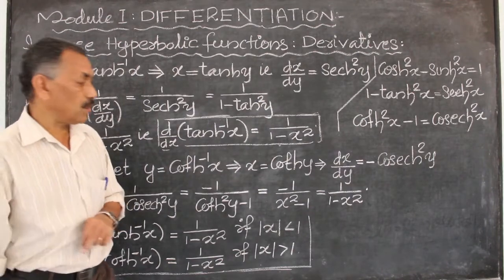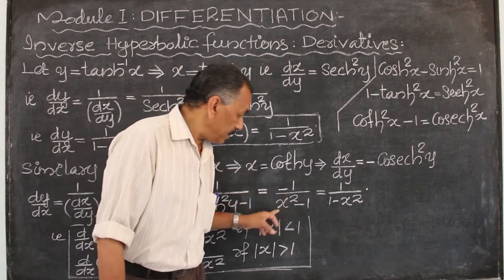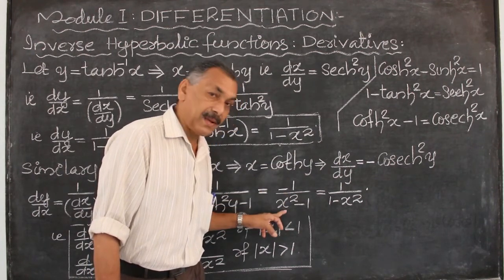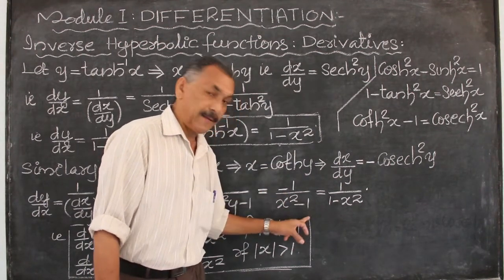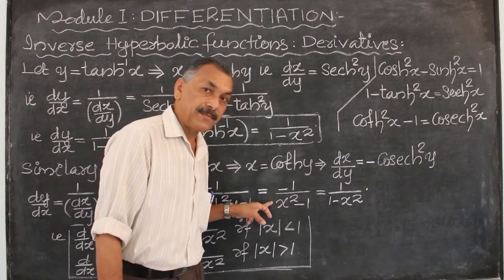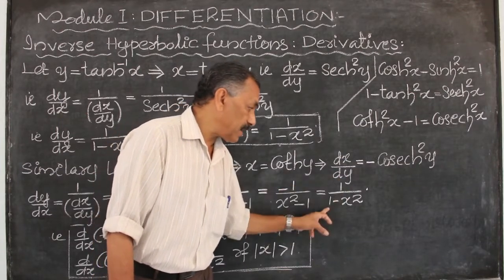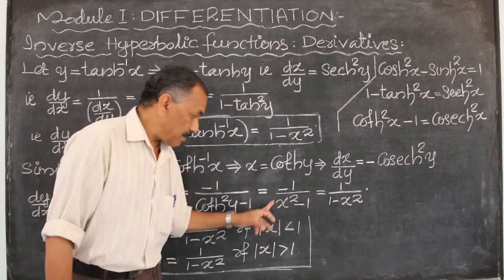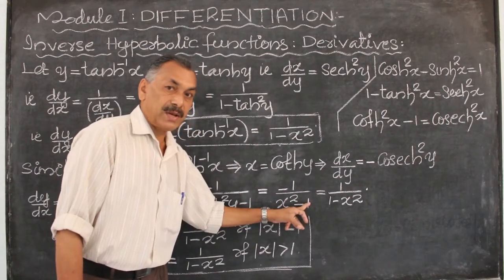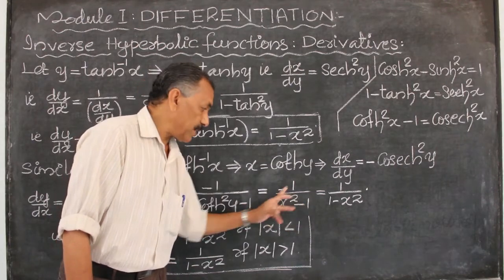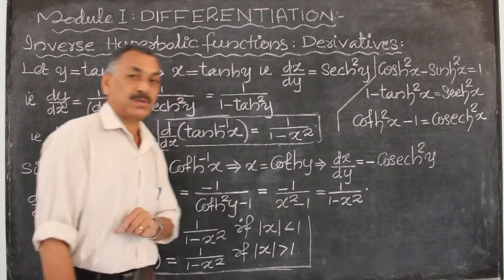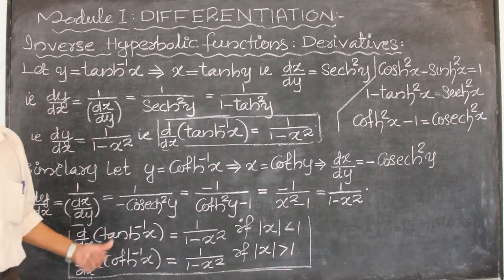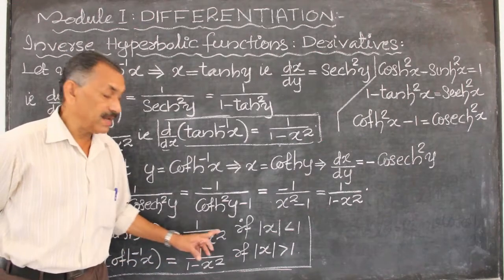Minus 1 divided by x square minus 1: taking the minus outside, it is 1 divided by minus of x square minus 1, that is 1 divided by 1 minus x square. So the derivative of coth inverse x is equal to 1 divided by 1 minus x square.